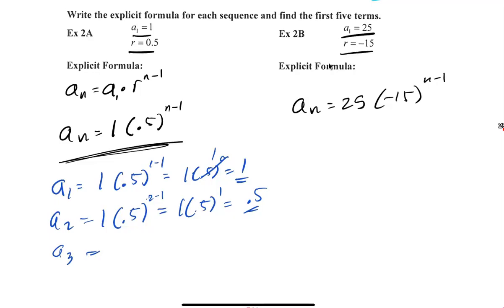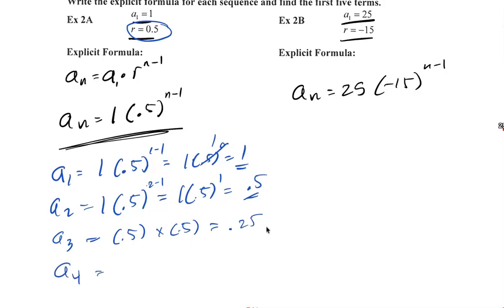a3, again, we keep on plugging it in, or our r is 0.5, so we can multiply by 0.5 every single time. And so if I get 0.5 and then times it by my common ratio, 0.5, I get 0.25. Right, if I want a4, you get your answer and times it by the common ratio, 0.5. And now I get 0.125, and so on. Right, I'm just doing the recursive formula. As long as you get your answer and times it by the common ratio, you're always going to get the next term.